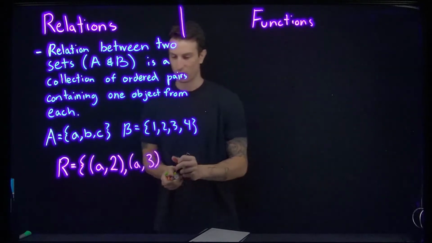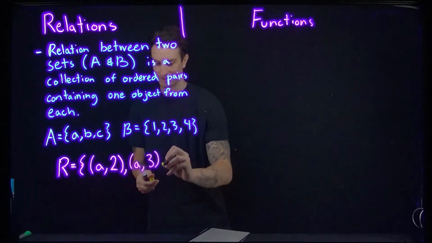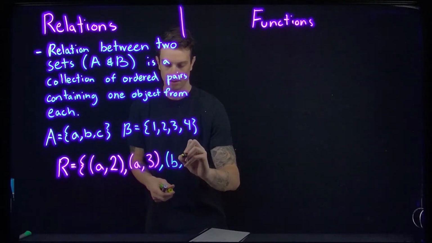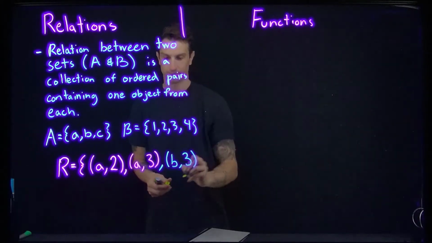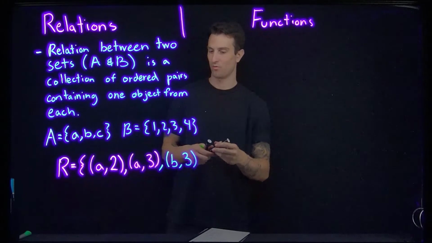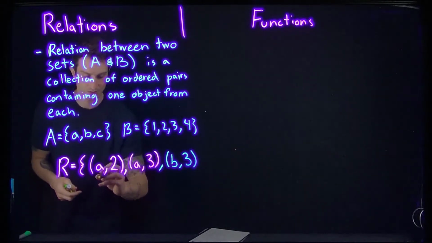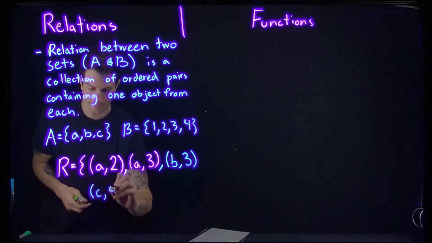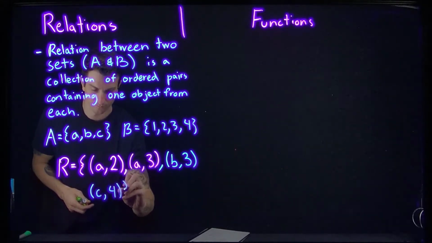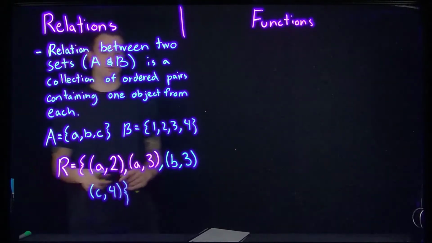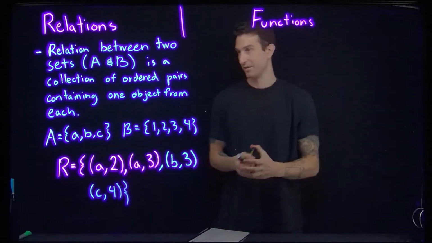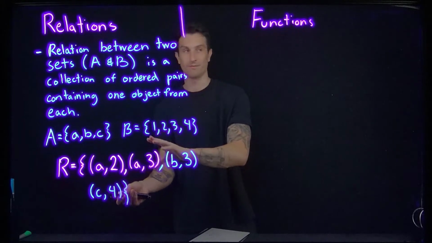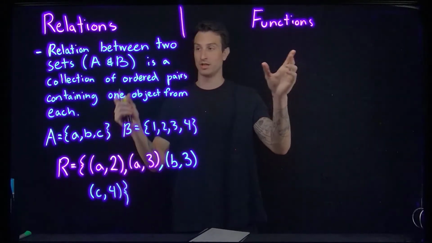We can do a couple more. Let's say B is related to 3. And let's write one more. We will do C is related to 4. So we'll leave it just like that. Now there's a key thing here that makes this only a relation. We'll see what I mean by that in a second, but we need to define function so we can compare and contrast.